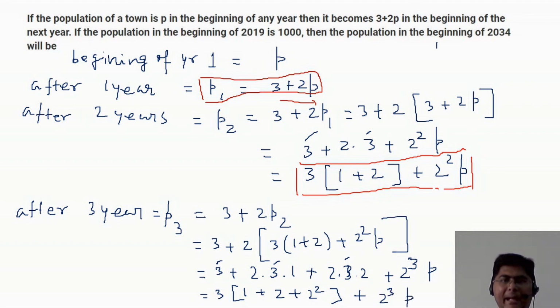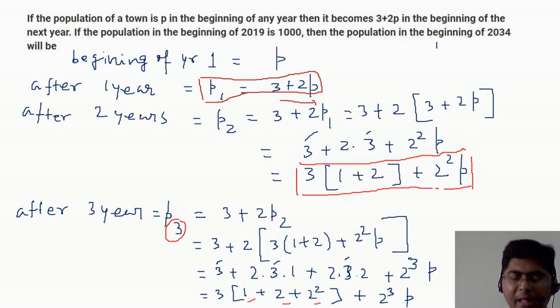Now can you see a pattern? Let's go back to our first concept where I mentioned that you need to find a pattern. So what are the patterns? See, look at after 3 years, how many terms are there? 1, 2, 3. And what is the highest value of 2? So that is 2 squared. So that means 3 minus 1.